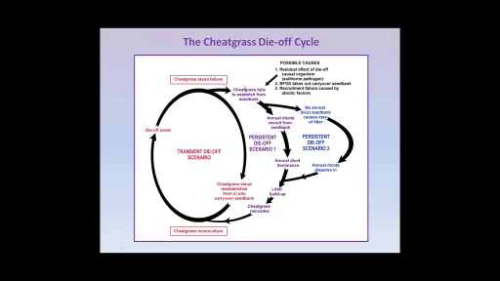And lastly, if it stays a die-off for more than a couple of years, if you have bad recruitment years, say there's a drought the next year, then the site can deteriorate to the point, mainly by the loss of litter, that cheatgrass is going to have a tough time recruiting back in.